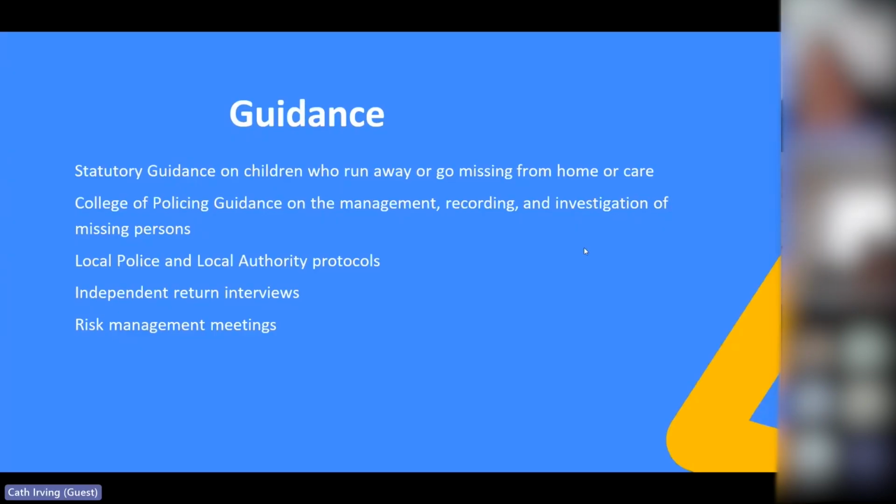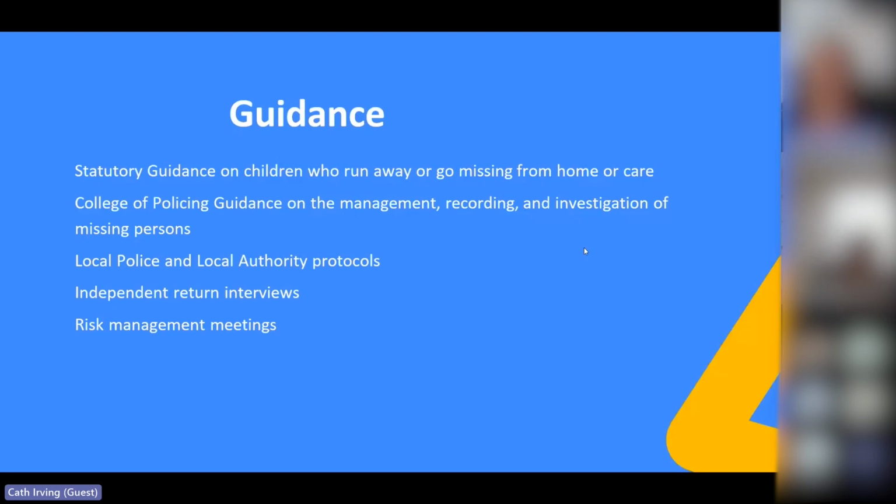So the statutory guidance on children who run away or go missing from home or care sets out the different steps that local authorities and their partners need to take to prevent children from going missing, and also to protect them when they do go missing. And local police and local authorities will have in place their local protocols for managing situations when children go missing from their area. Therefore, it's really important that you familiarise yourselves with the local guidance in place and make sure that your policy is in line with that local guidance.